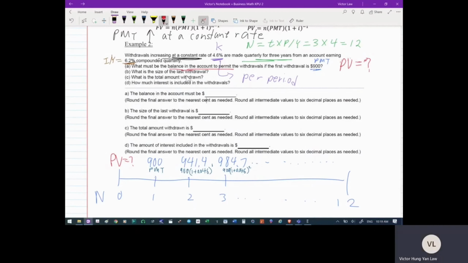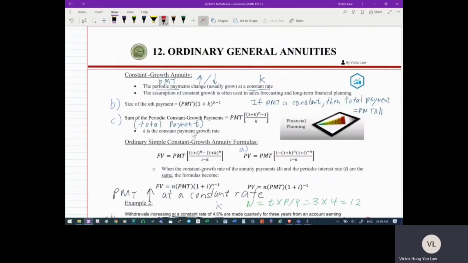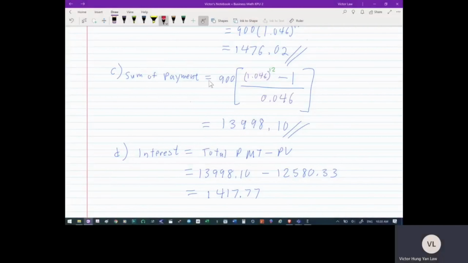To find part C, the total amount withdrawn, we're looking for the total payment. The formula for the total payment is the sum of the periodic constant growth payments. So for part C, the sum of payments, we have 900 as our PMT, times (1 plus K) to the power of 12 minus 1, divided by K. When you plug that into the financial calculator, you get 13998.10. You type in what is in the bracket first, then multiply by 900 afterward.